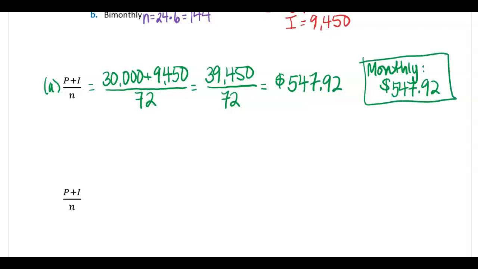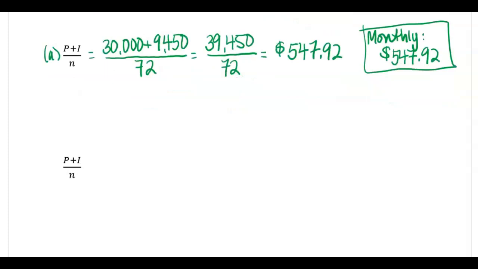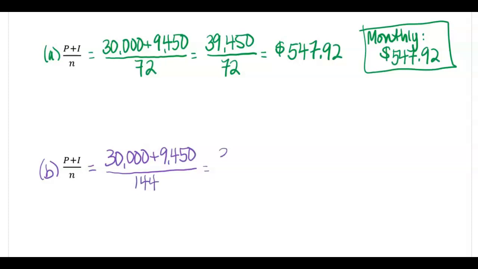For part B, we have again $30,000 for the principal plus interest of $9,450. Now we're dividing by 144 for the bi-monthly payments. We have $39,450 divided by 144 payments.